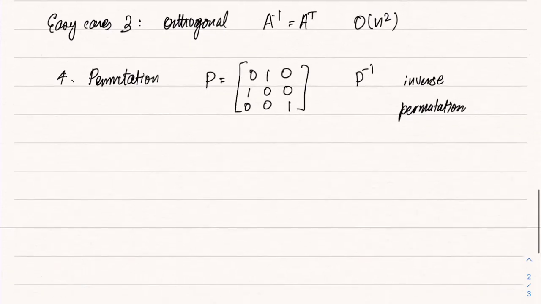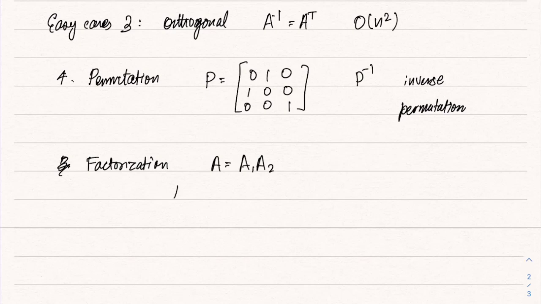Then another case is factorization. So factorization is not really an easy case, but more of a trick. So if you have a matrix which factorizes as A1, A2, and you have to solve AX equal to B, right?